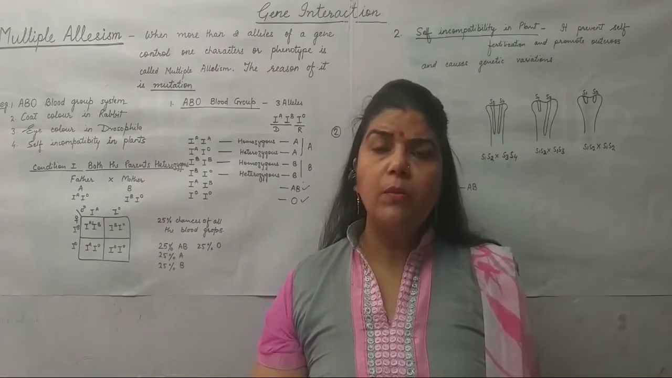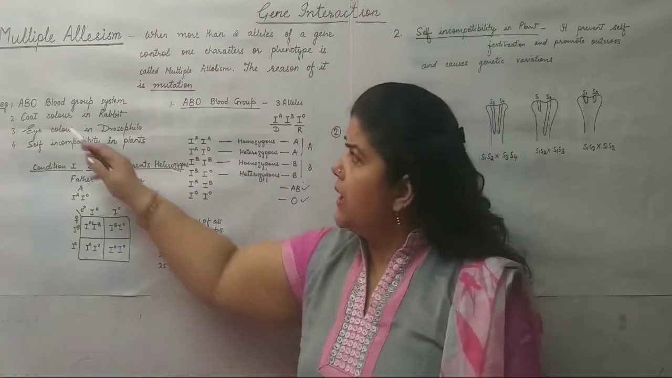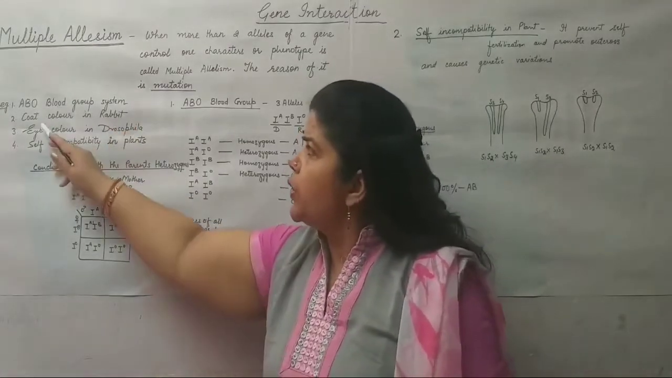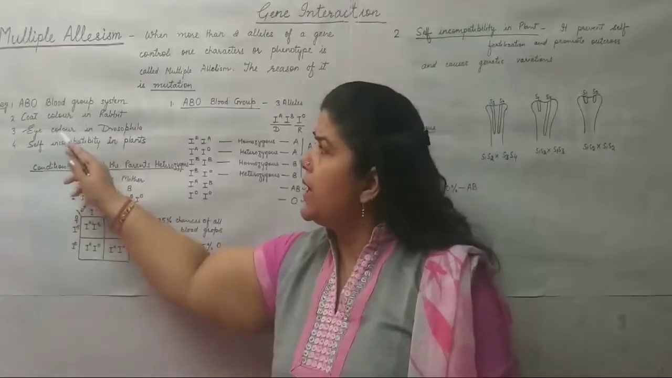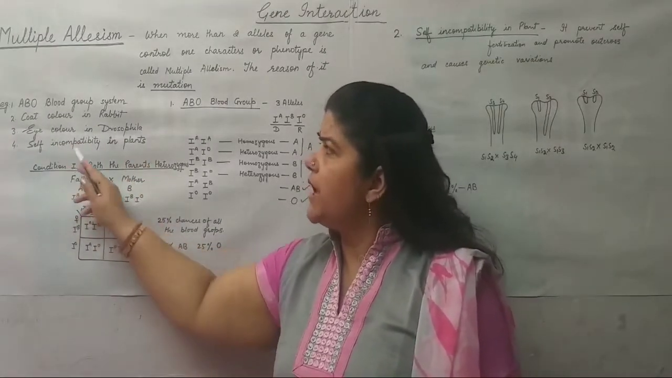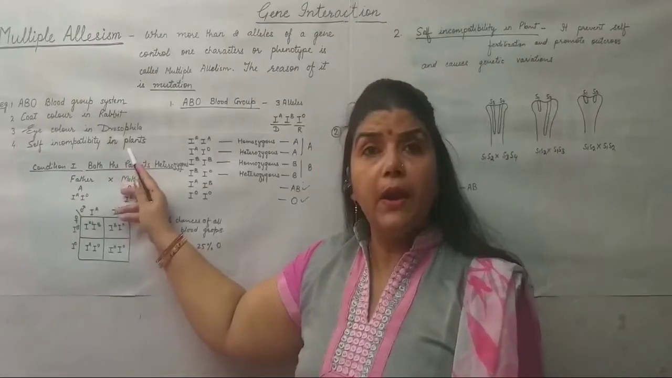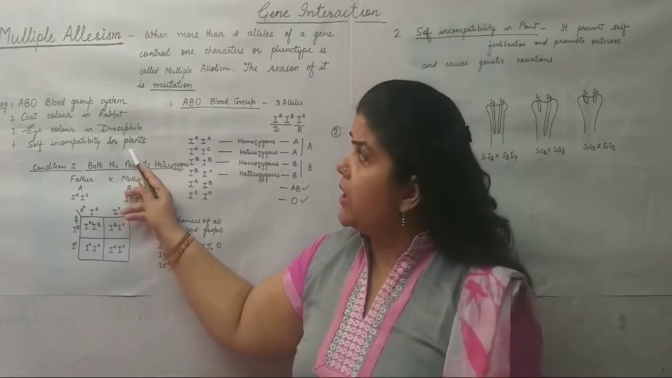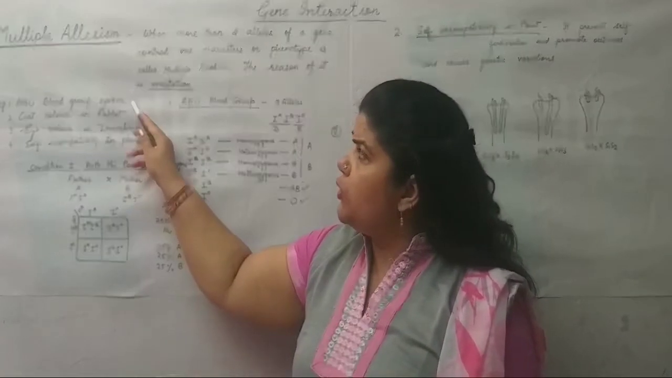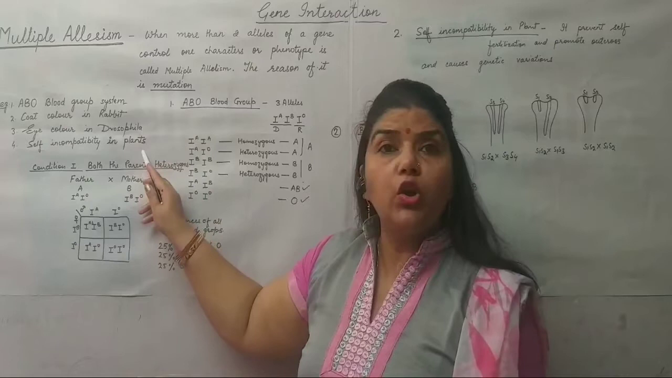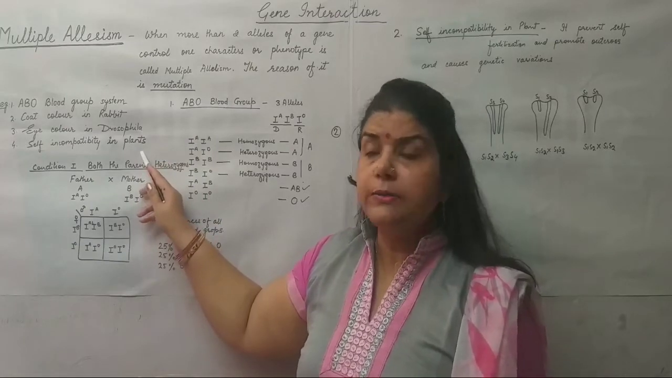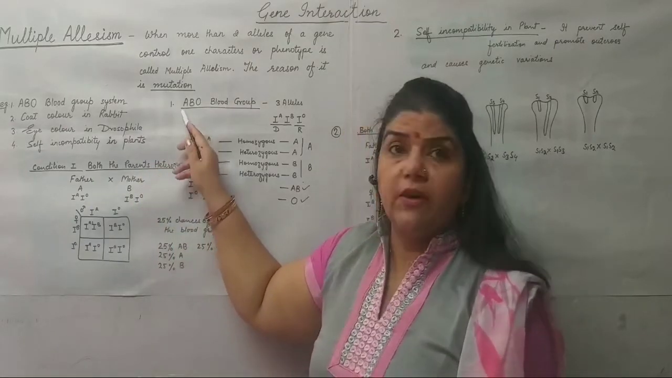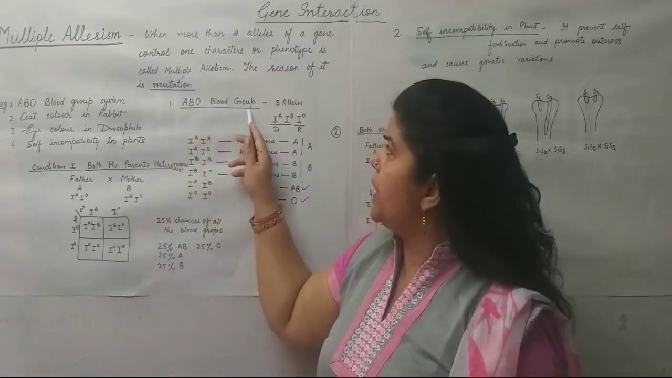Examples of multiple allelism are the ABO blood group system, coat color in rabbit, eye color in Drosophila, and self-incompatibility in plants. Here we take the examples of the ABO blood group system and self-incompatibility in plants. Now, this is the first example, the ABO blood group.